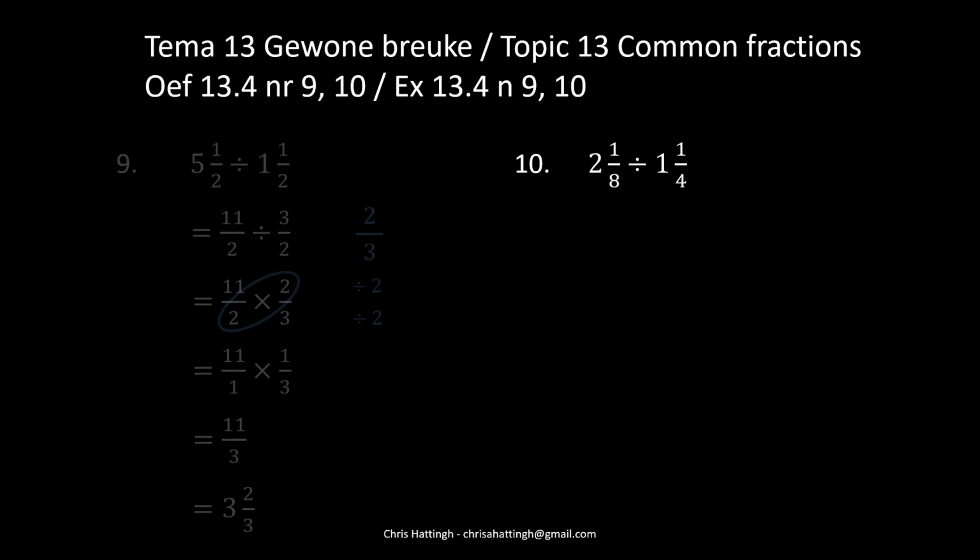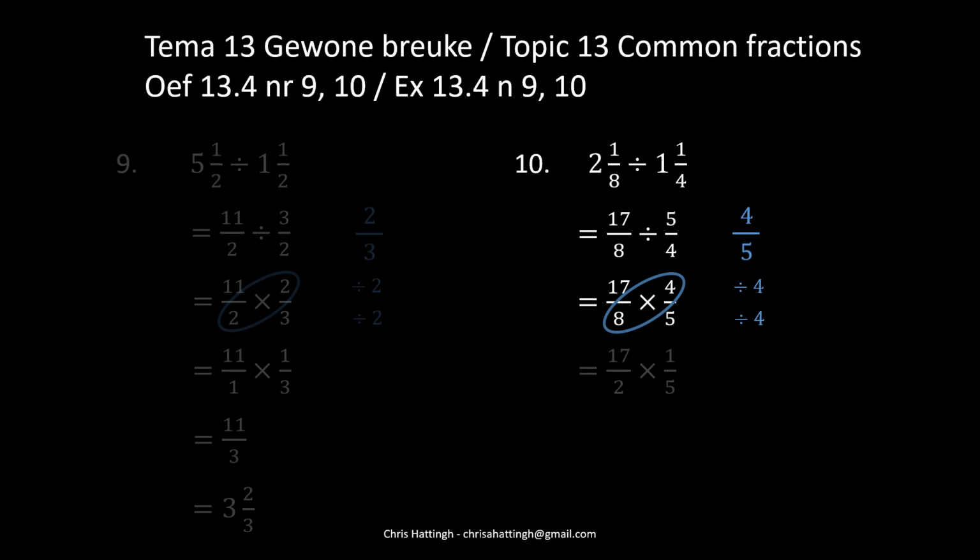Number 10, convert it to improper fractions. So it's going to be 17 over 8 divided by 5 over 4. The inverse of 5 over 4 is 4 over 5. So you're going to multiply the 17 over 8 with 4 over 5. The 4 and the 8 can simplify by dividing both by 4. So now you sit with 17 over 2 times 1 over 5. 17 times 1 is 17. 2 times 5 gives you 10. And if you take it back to a mixed number, you're going to sit with 1 and 7 over 10.